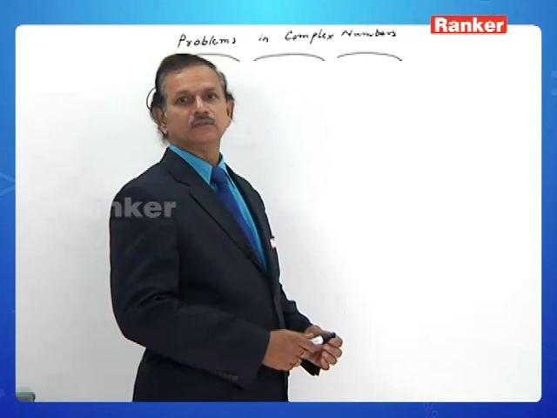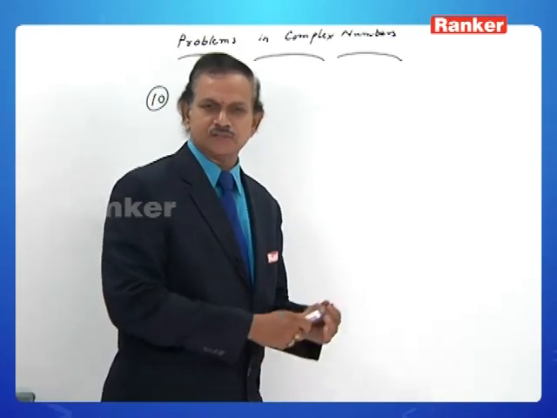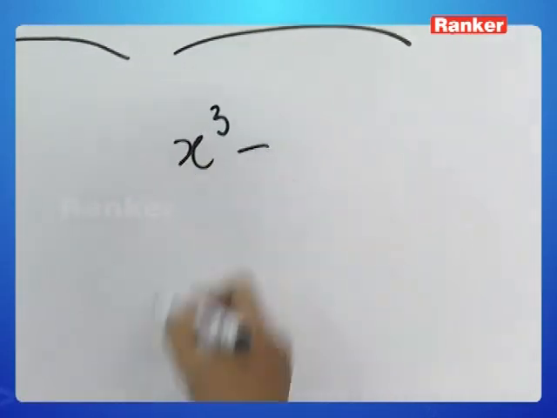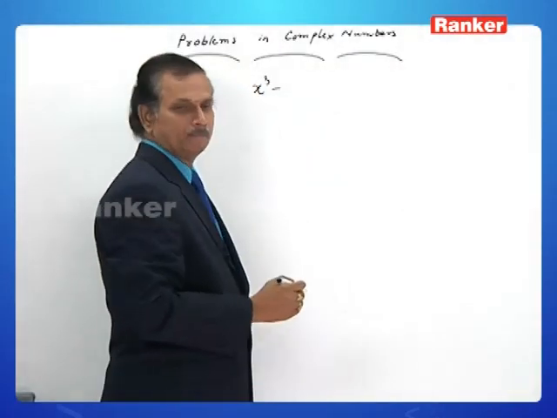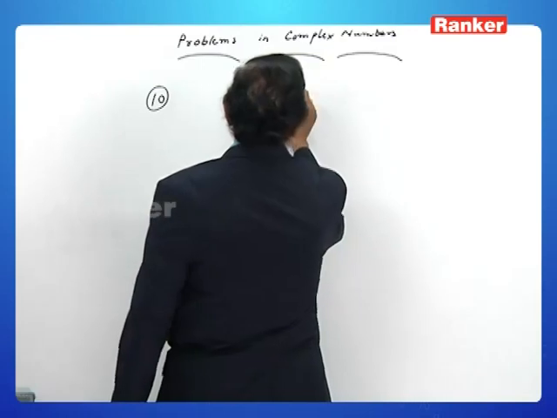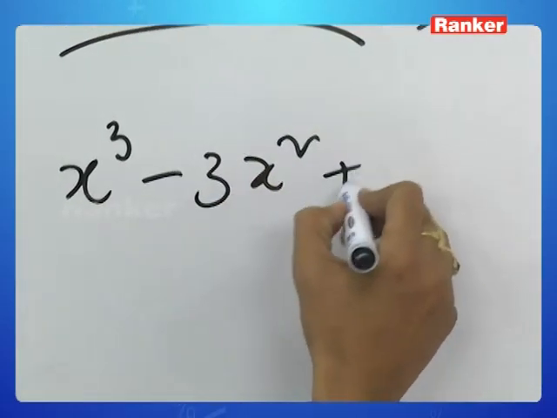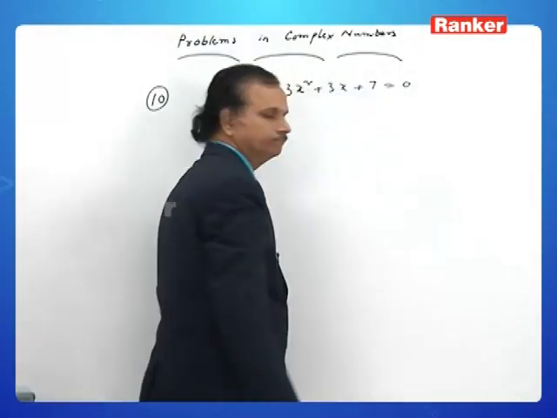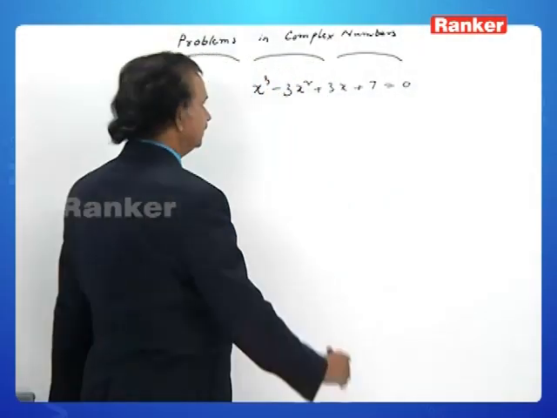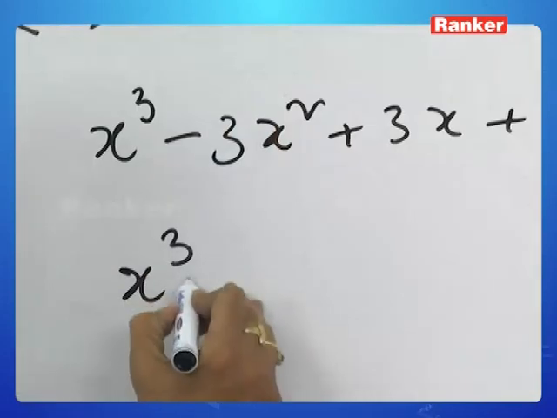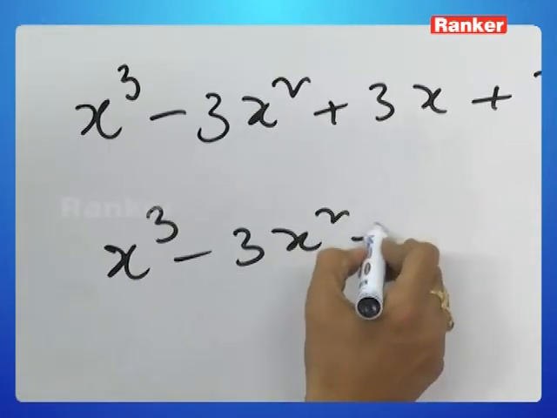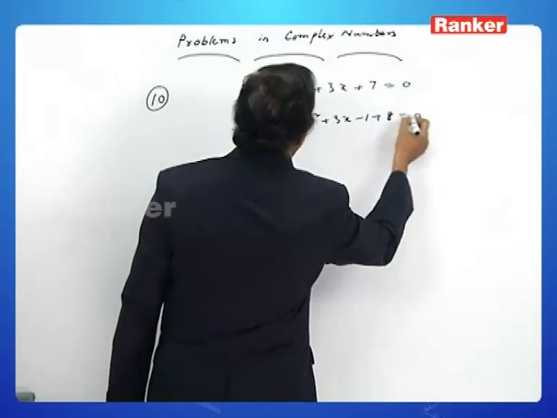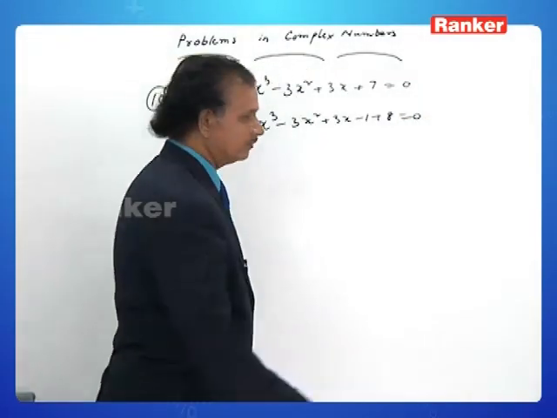The first thing, what is the given equation? The given equation is x cube minus 3x square plus 3x plus 7 is equal to 0. Therefore, x cube minus 3x square plus 3x minus 1 plus 8 is equal to 0.